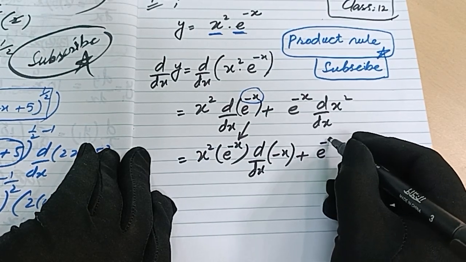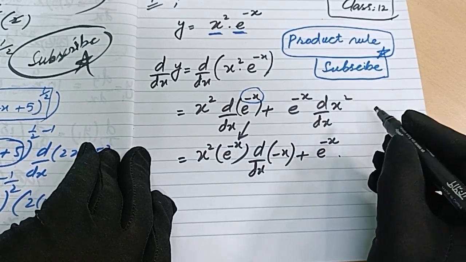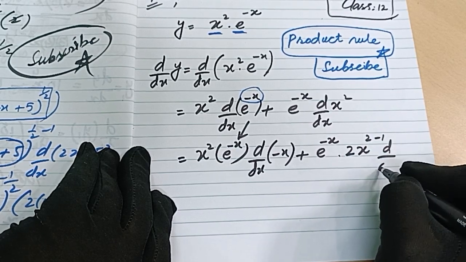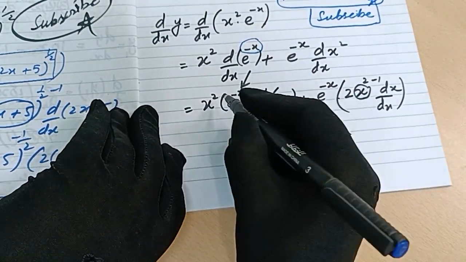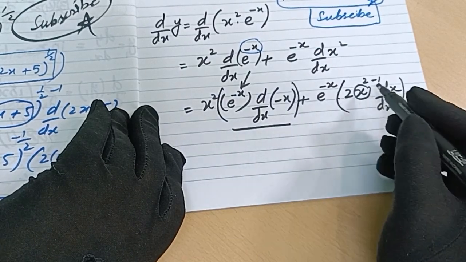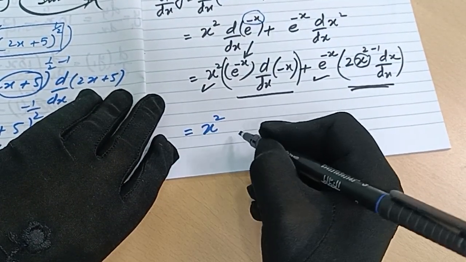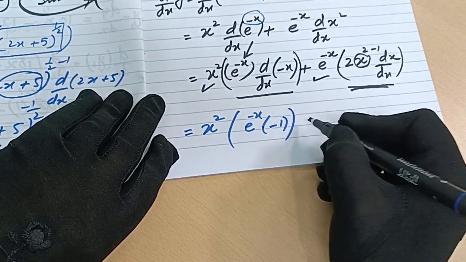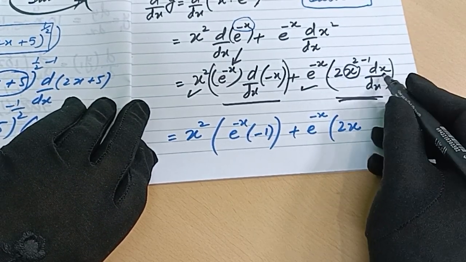Plus e power minus x as it is, derivative of x square. X square, simple variable square, means you will use the power rule here. So power comes in front, power minus 1, and the derivative of the function under the power. These terms are staying the same. Now x square and e power minus x as it is, derivative of this is minus 1, plus e power minus x as it is, derivative of this is 2x.